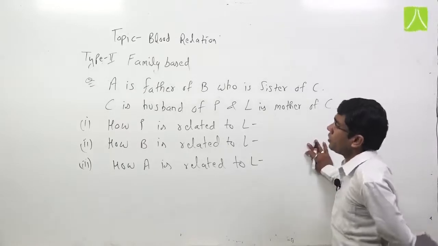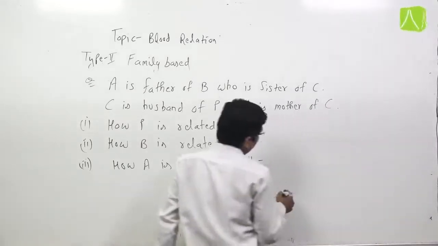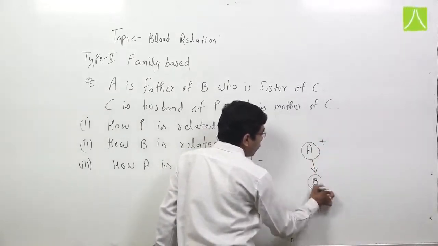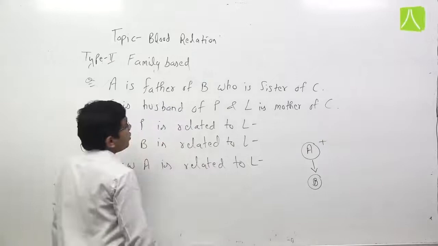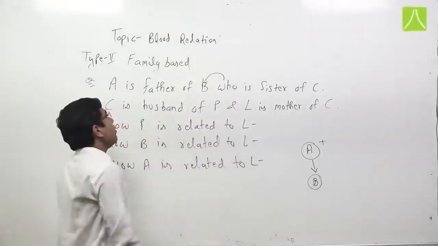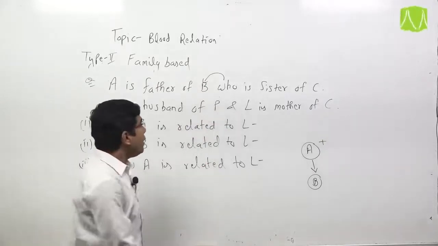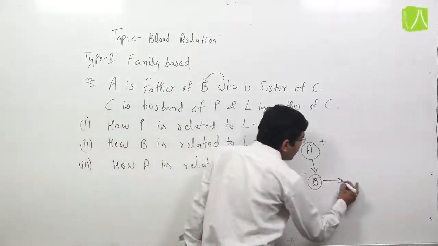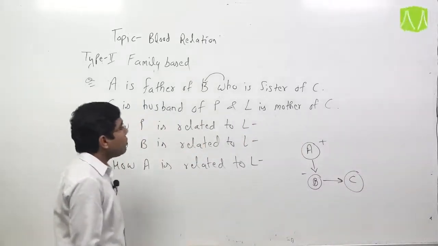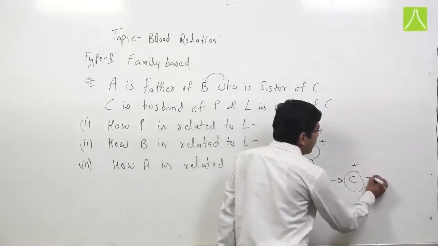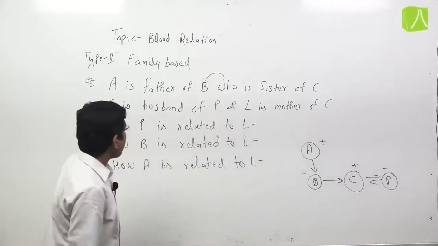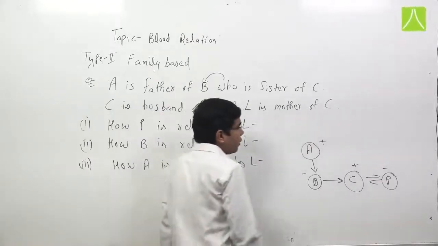Now we have to prepare the family chart. A is the father of B. Who is sister of C? Means this who belongs to the B, because who denotes the second person. B is a sister of C, that means B is a female and she is a sister of C. C is the husband of P, means C is male person, C is husband of P, and L is mother of C.